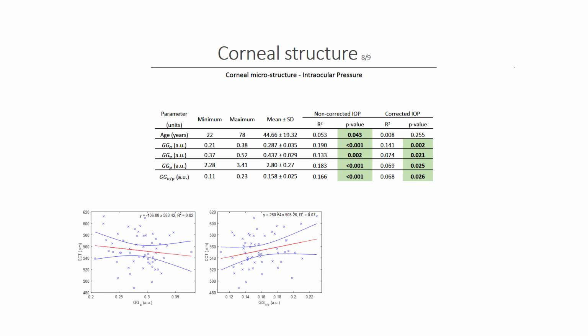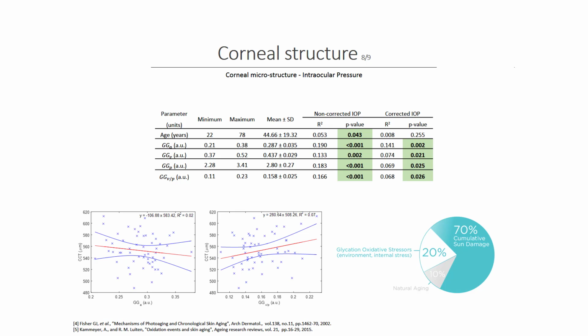Regarding the microstructure, a significant correlation was observed for age and all parameters of the generalized gamma distribution when compared to the non-corrected IOP. After correcting the intraocular pressure using CCT, age dropped its significance. However, the generalized gamma parameters remained significant. These results, which were recently submitted for publication, showed us that aging is not a linear process. In fact, studies have shown that just 10% of aging is a natural process.